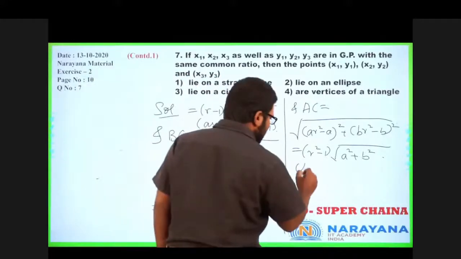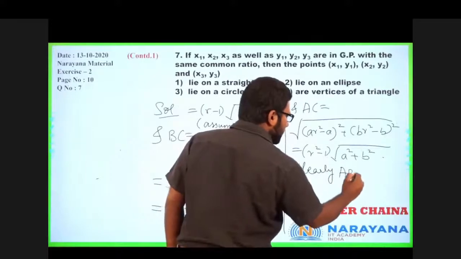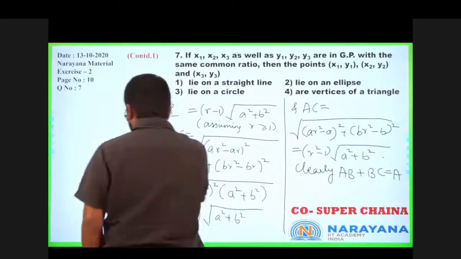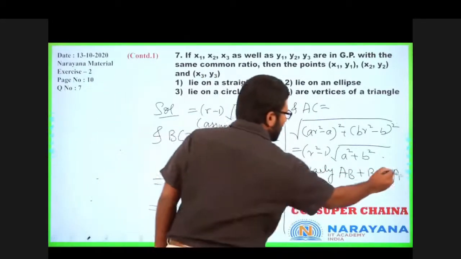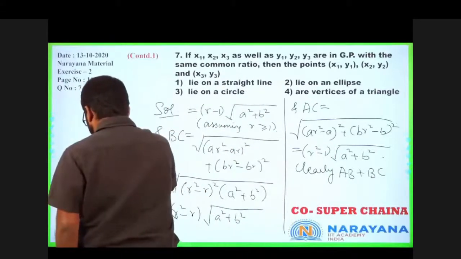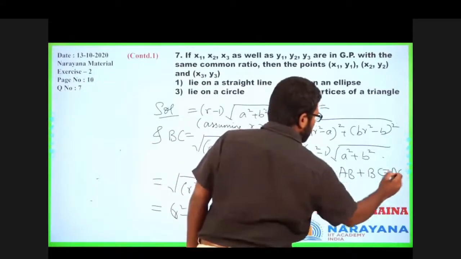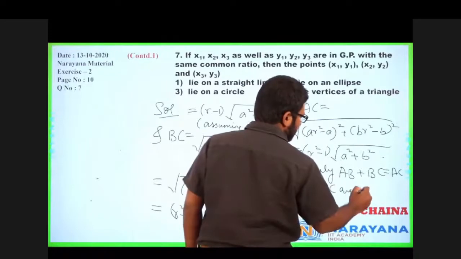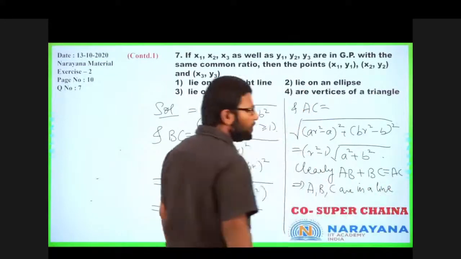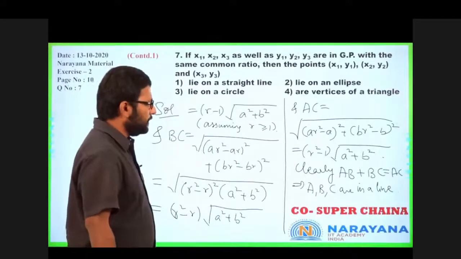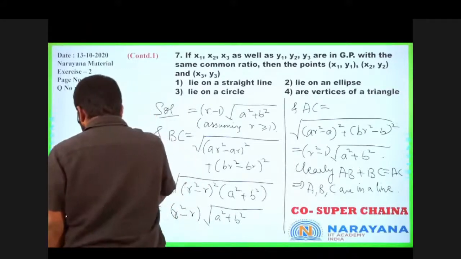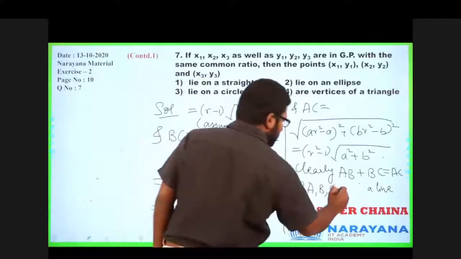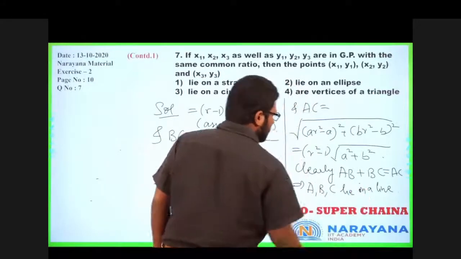Correct? So clearly AB plus BC equal to AC, which means A, B, C are in a line, also called as collinear. A, B, C are collinear, are in a line, lie on a straight line. Lie on a line. Okay?